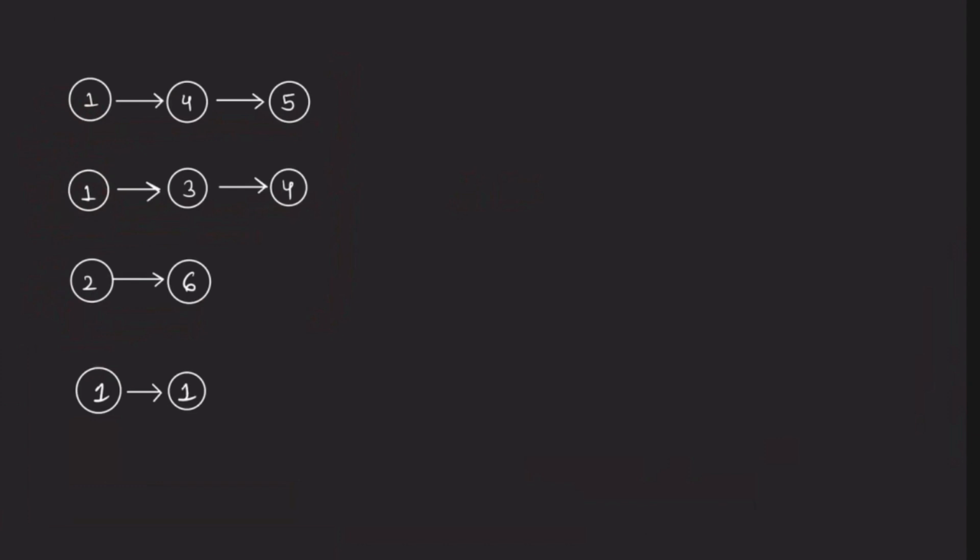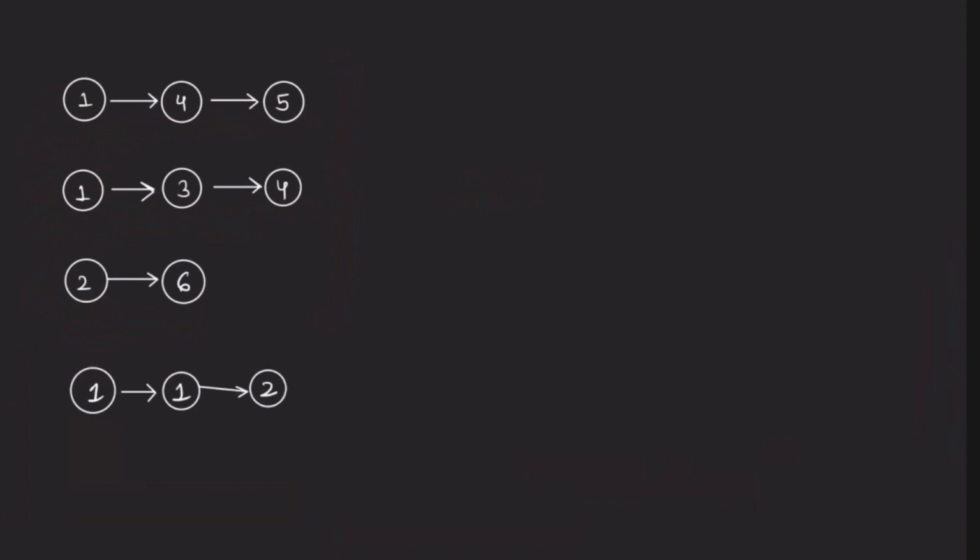Now after 1, what do we have? 2. After 1, 2 is the node that will come when we sort this. So this will be 2. Now after 2, this and this are done. Now after this we have 4, 3 and 6. Which one is smaller? 3. So the next node will be 3, right? So the next node is 3.